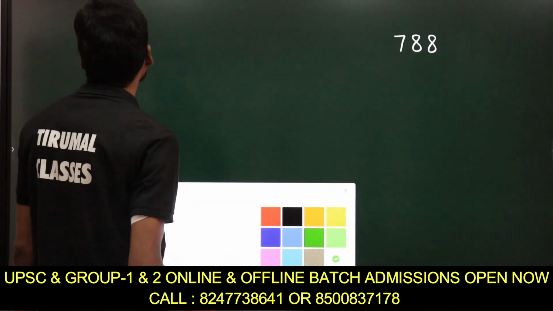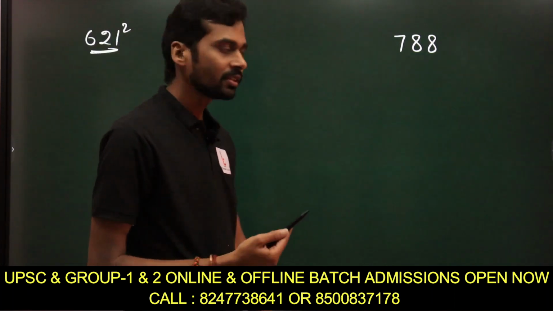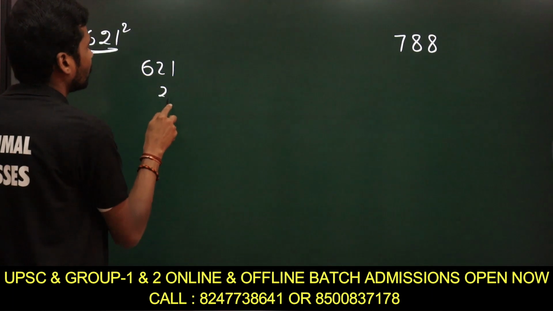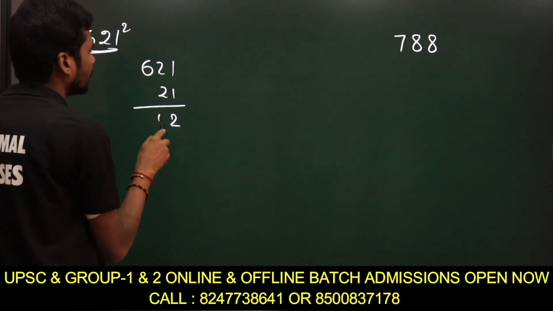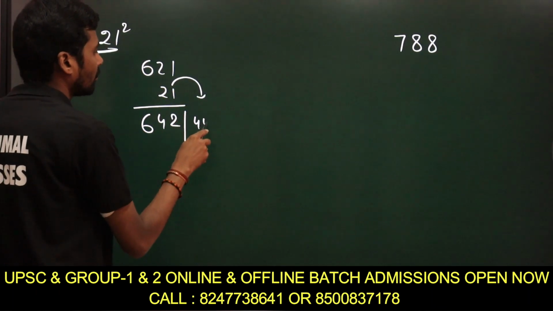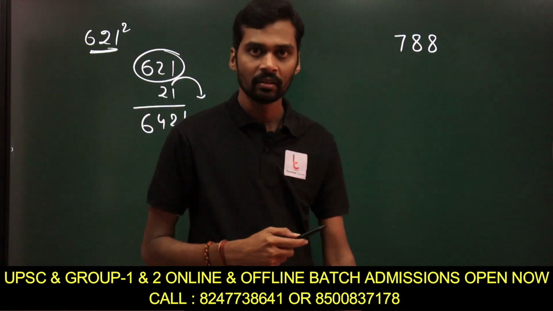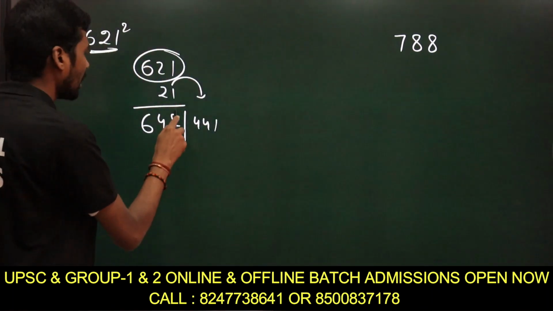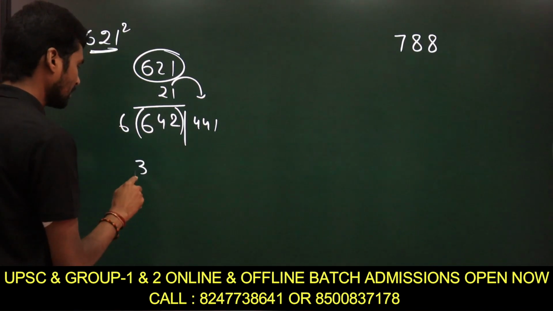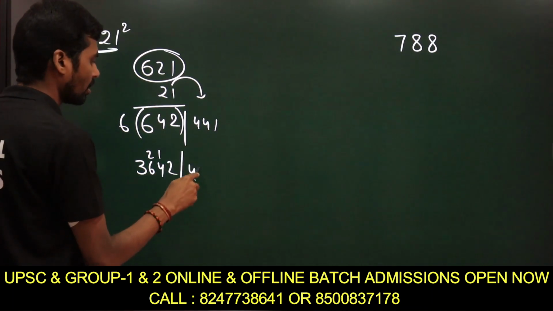The next number, 621 square. Same procedure. 621 means take the number, how much more than 600 it is? 21. 21 whole square is what? 441. So 621 means what is the base value I am taking here? 600, which means I need to multiply the left side part with 6. 6 6s are 36, 6 4s are 24, 6 12s are 12, and 441.